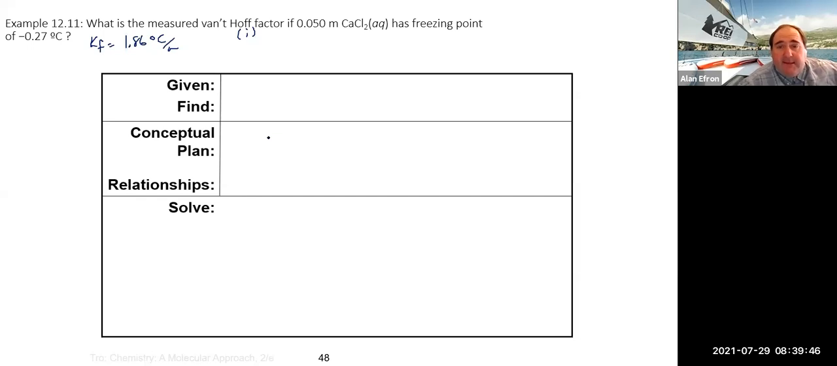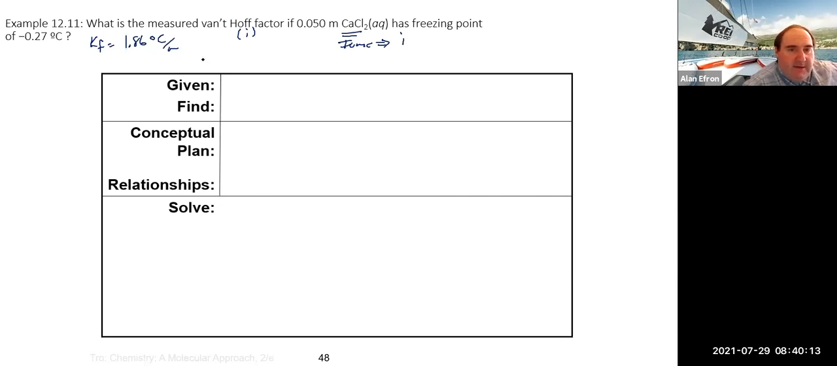Okay, so let's take a look here and see what we're dealing with. First off, we're looking for the van't Hoff factor. The reason we need it is that our solute here is calcium chloride, which is ionic. Because that is ionic, we do need the i factor.